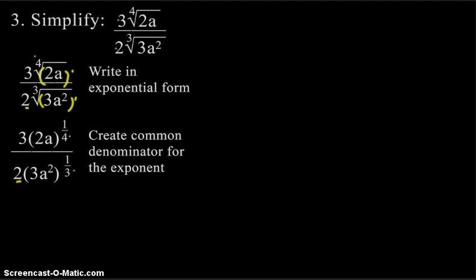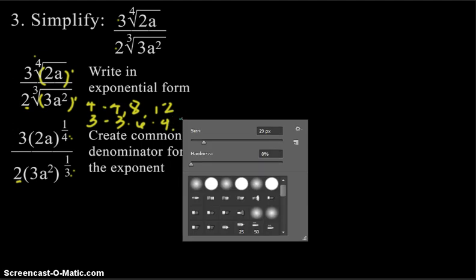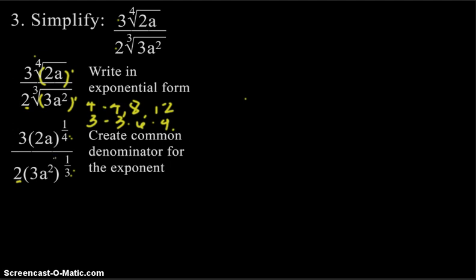Okay, so we're going to find the common denominator for the exponent. So meron tayong 4 at 3. So hanapin natin yung multiples nila. So 4 times 1 is 4. 4 times 2 is 8. 4 times 3 is 12. Okay, next yung 3 naman. 3 times 1 is 3. 3 times 2 is 6. 3 times 3 is 9. 3 times 4 is 12.